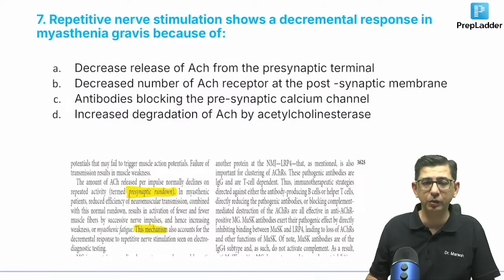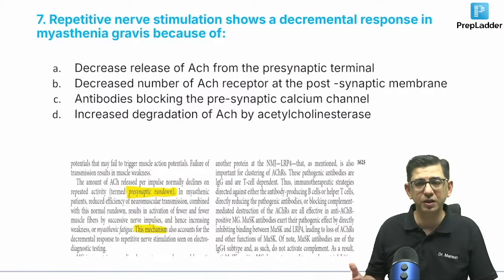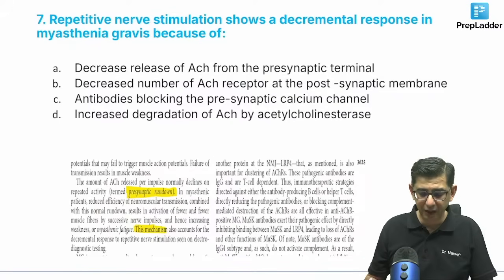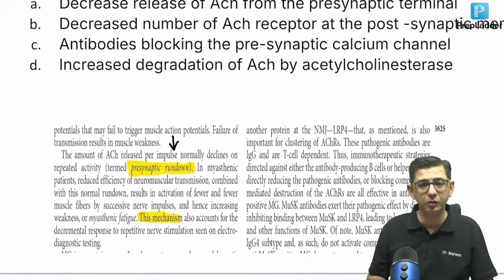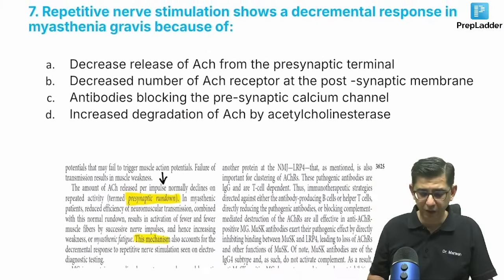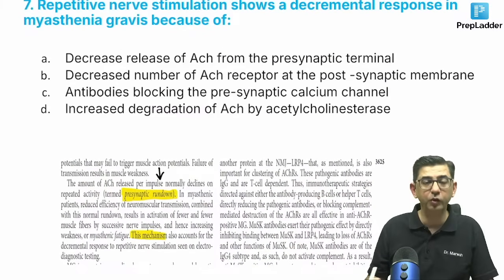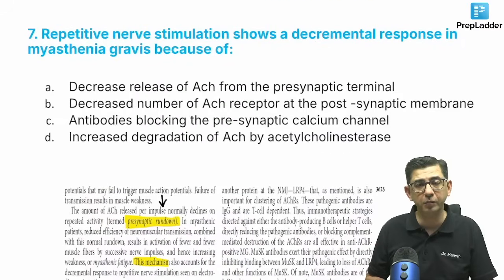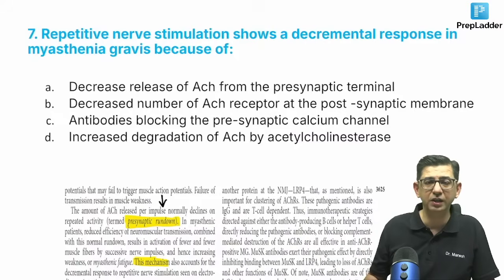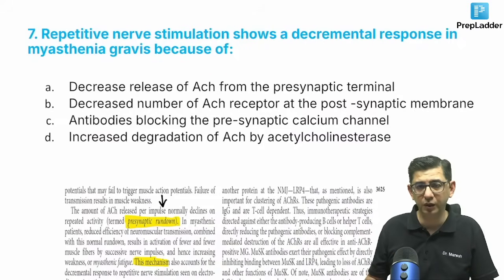Even if you listen to the medicine lecture, I've tried to explain there that agreed, the pathology in this case is going to be that the post-synaptic receptors are blocked, but then there is something called a pre-synaptic rundown. I have a snapshot from Harrison also, because I was getting a lot of queries as to why I said there is going to be a decreased release of acetylcholine from the pre-synaptic terminal. I agree to that. That happens even in a case of Lambert-Eaton syndrome, but in Lambert-Eaton syndrome, we get an incremental response.